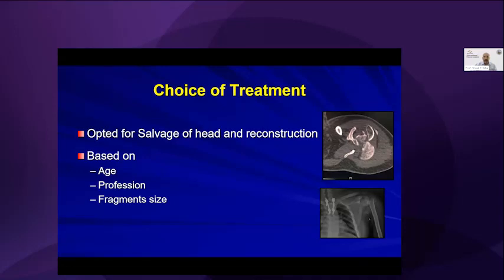One thing which was helpful for me to decide was the fragment size. If you see the proximal humeral head size, it was quite a big chunk of the greater tuberosity as well as the proximal humerus head. And that made me think of a possibility of a salvage for him.